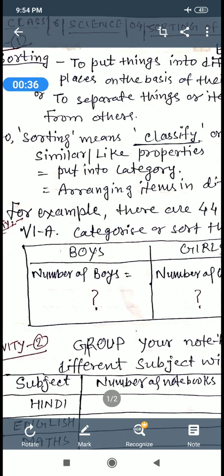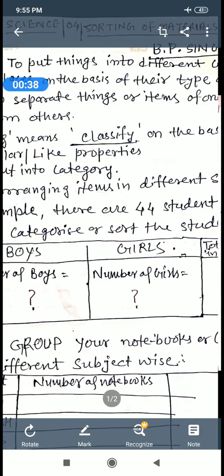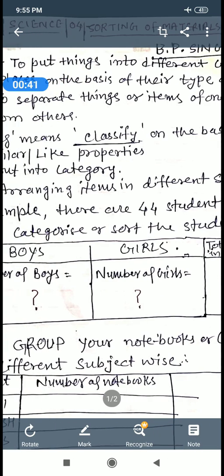Sorting means to put things into different groups, into different categories, on their similar property or their quality. Sorting means to classify, or put into categories, or arrange items in different sets in sequence on the basis of similar or like properties.